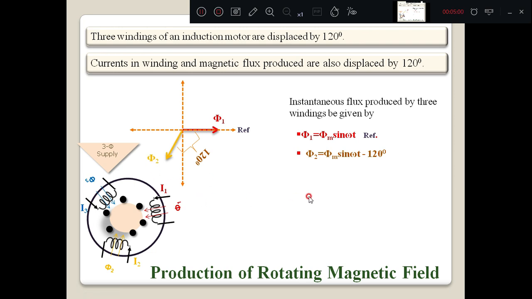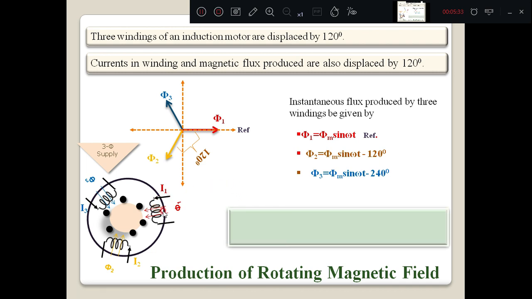Then there is phi2. The third flux phi3 lags phi1 by an angle of 240 degrees. Therefore, you have to draw phi3 lagging phi1 by 240 degrees. So this is phi3, which lags phi1 by 240 degrees. Therefore, because alternating currents are flowing in the three windings, three alternating fluxes are produced. They are also displaced by 120 degrees.